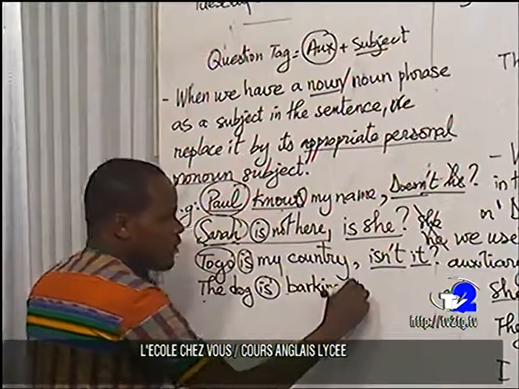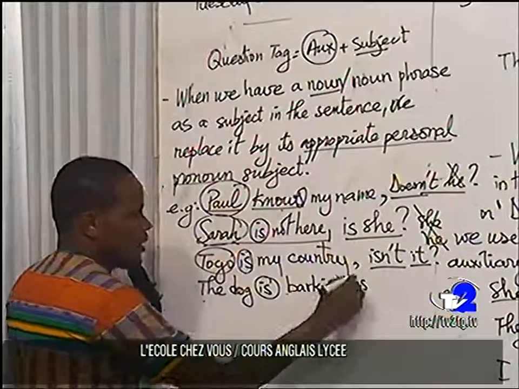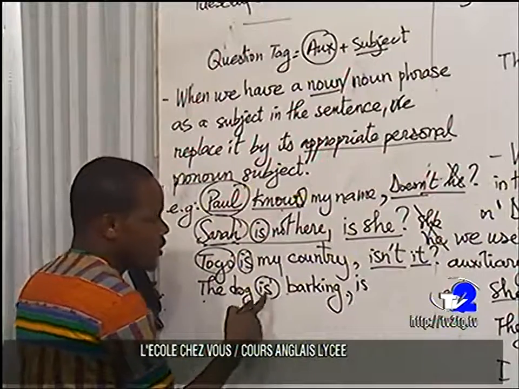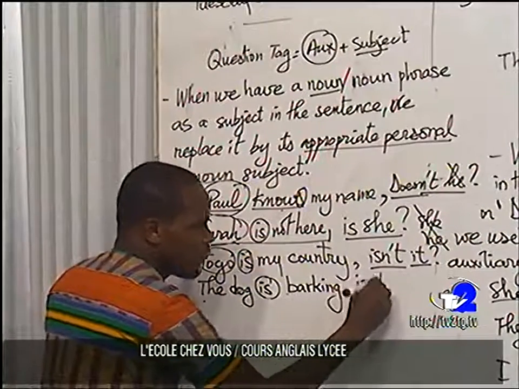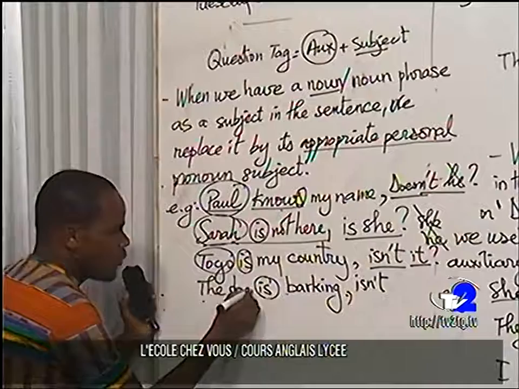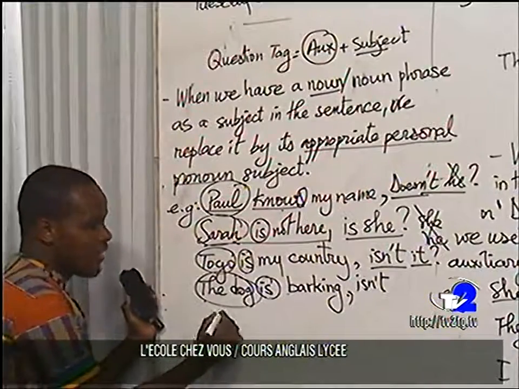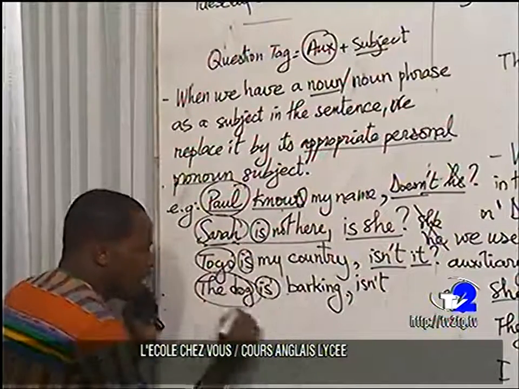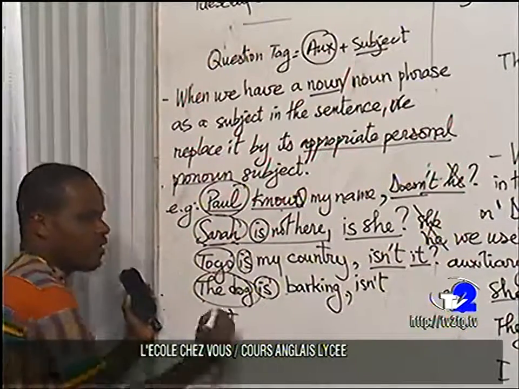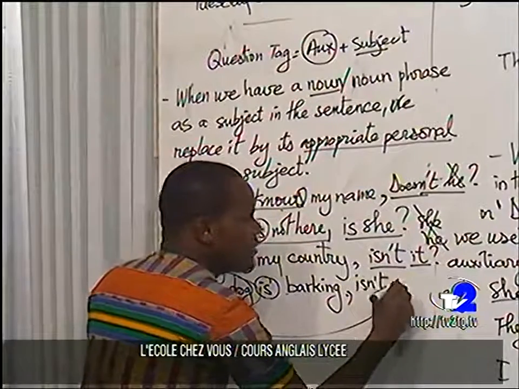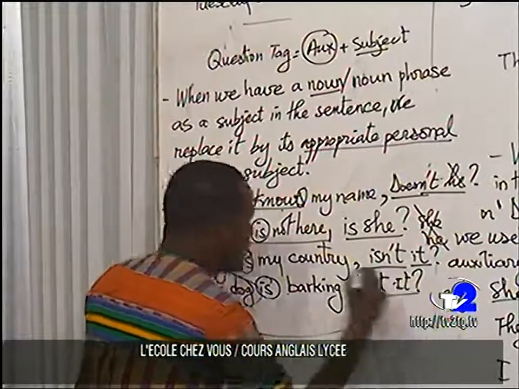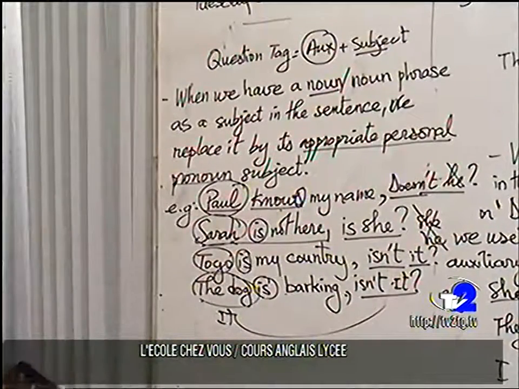The auxiliary verb must be is. Now it is positive, so we use the negative one, isn't. Now we have the dog. Dog is an animal. We must replace that by it. That's why we must say isn't it. This is the question tag.